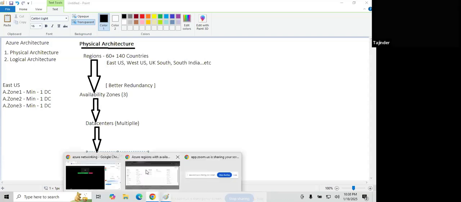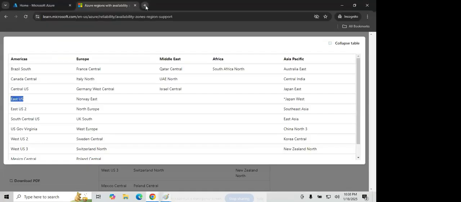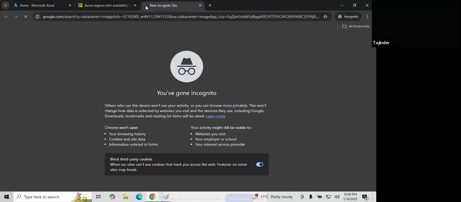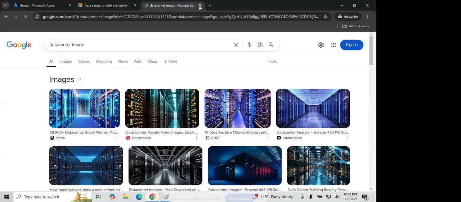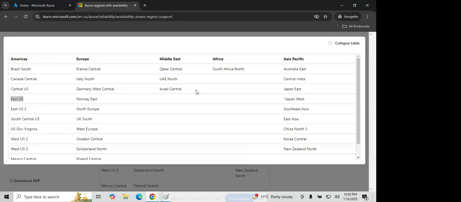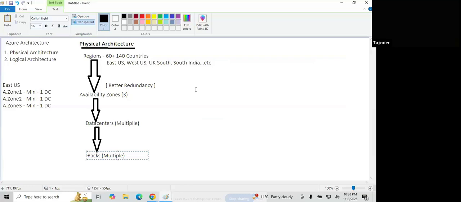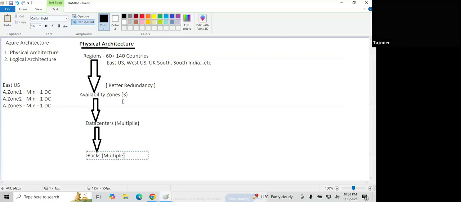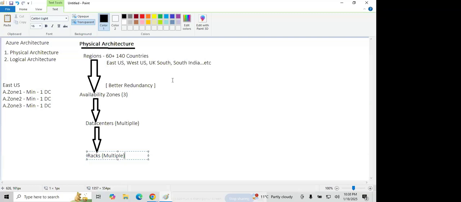I'm sure you would have seen a data center, but let's see, if I just type here data center, image. It's okay, not required. I work every day on data centers. Yeah, that's fine. Okay, all right.